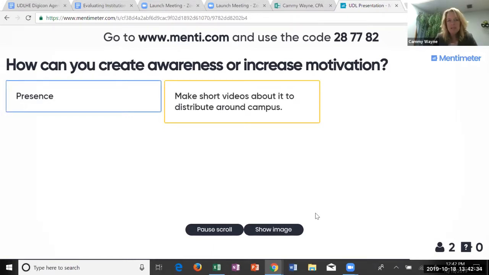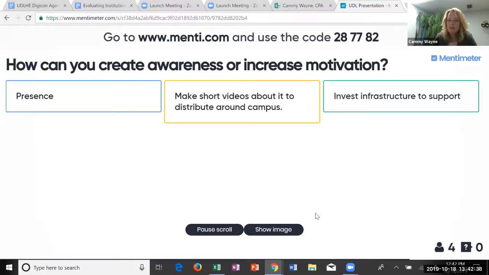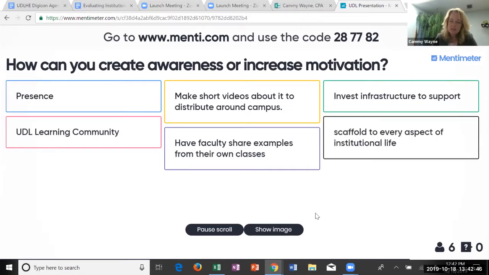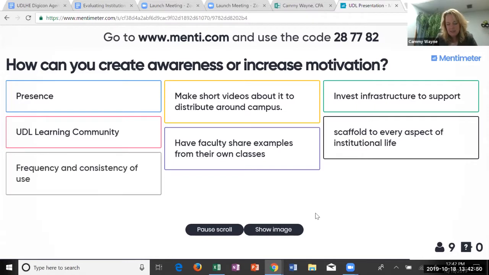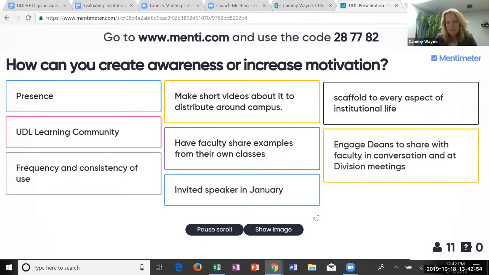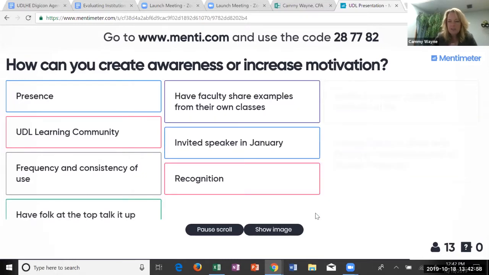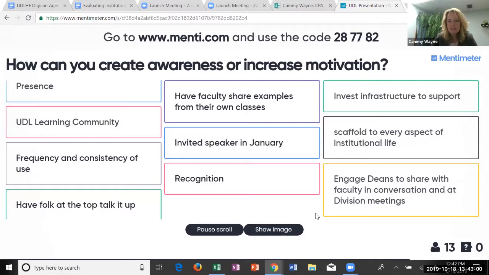So make a presence, make a short video, invest in the infrastructure to support this. I think a UDL learning community is a great idea, and just getting a couple of those key people in place. Engage with deans to share faculty in conversation. That's really where it starts, isn't it?